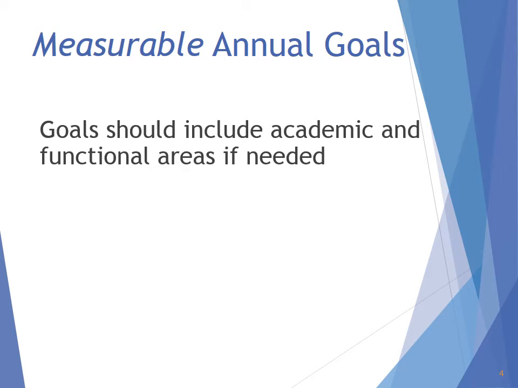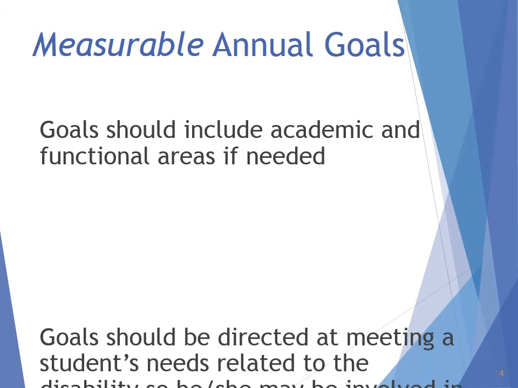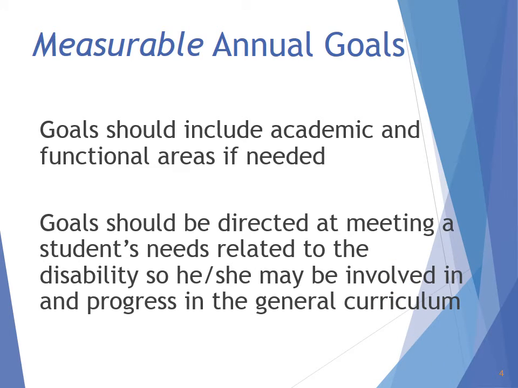Goals should include academic and functional areas if needed. Begin by analyzing the student's present levels of performance. The present levels describe areas of need arising from the student's disability. Goals should be directed at meeting a student's needs related to the disability so that they can be involved in and progress in the general curriculum. IEP goals should enable the student to learn the basic skills that are necessary for the student to be independent and self-sufficient.